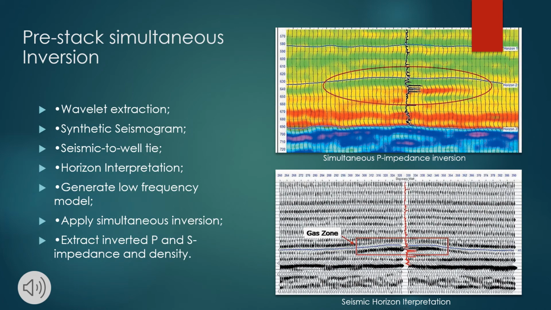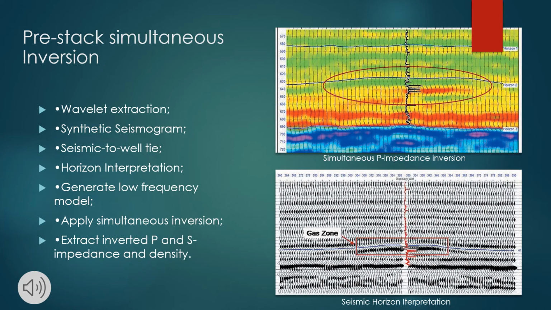We then proceed to generate the low frequency model. We need to generate the low frequency model because we need to obtain absolute impedance values. Without the low frequency model, we cannot obtain absolute values; we instead obtain relative values. That can be done by extracting it from the well data and adding it to the seismic data.